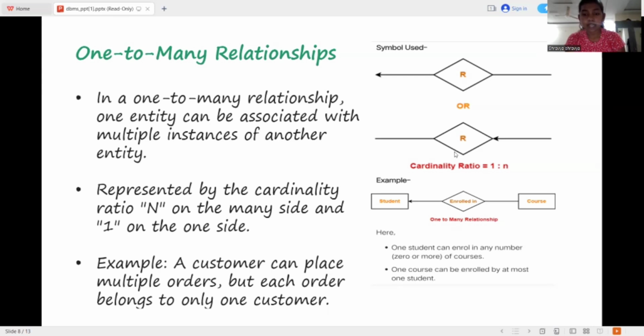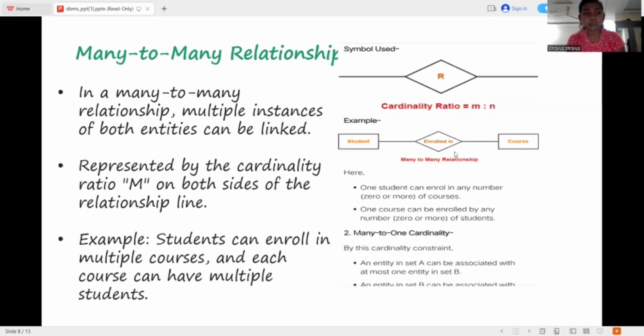And we have another example of this one-to-many relationship, that is student enrolled in course. Here, one student can enroll in any number of courses. One course can be enrolled by at most one student.